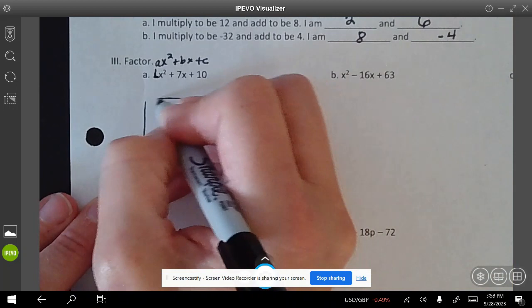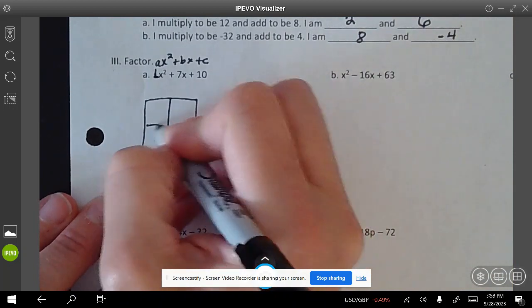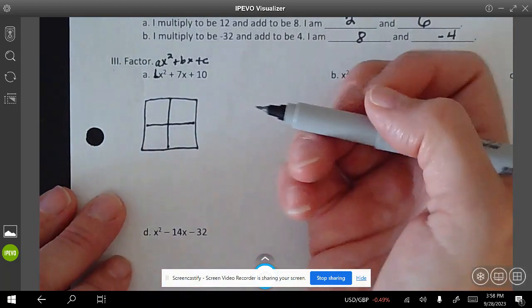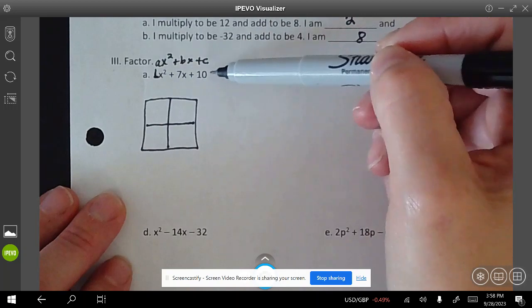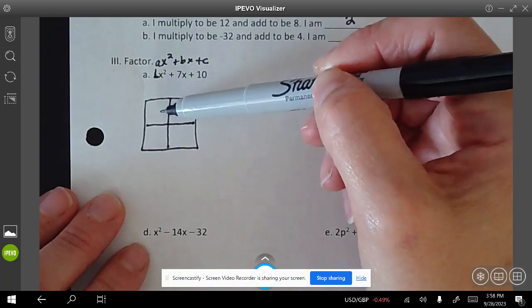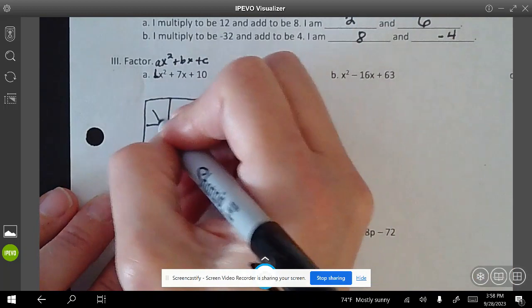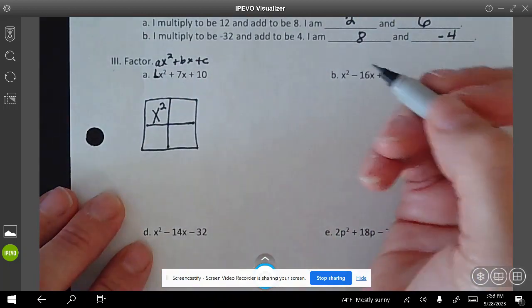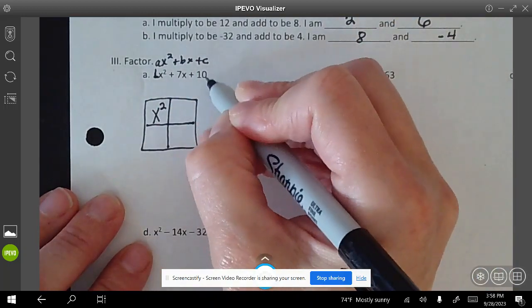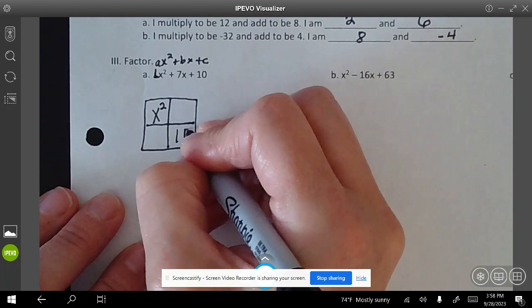That's what we're used to doing. Okay, remember before how I called them bookends? This was a bookend and this was a bookend. The top left box, you always put that first x squared in. So x squared goes here. Then this 10 right here is going to go here, right there.